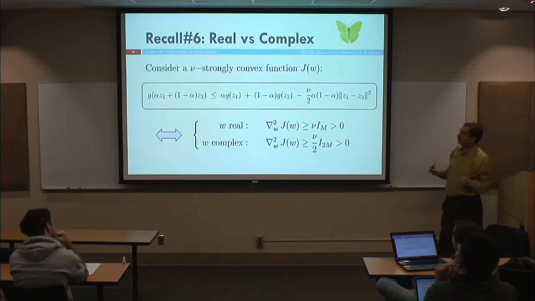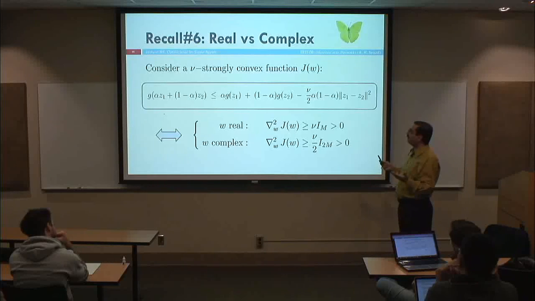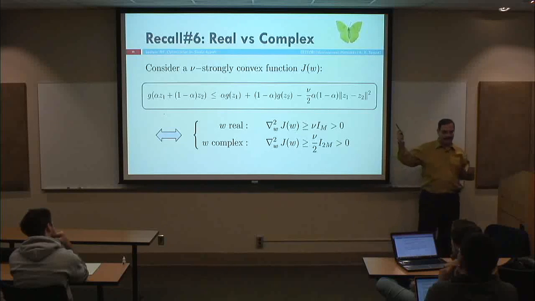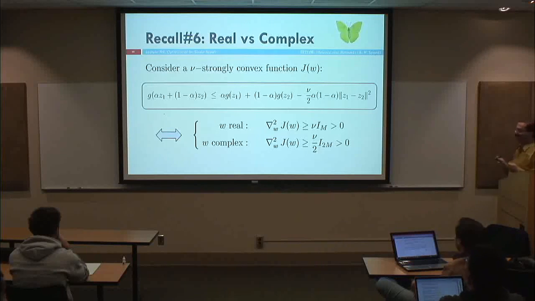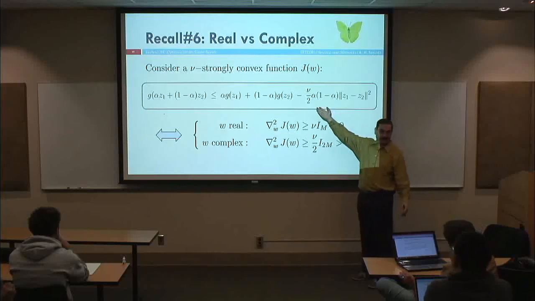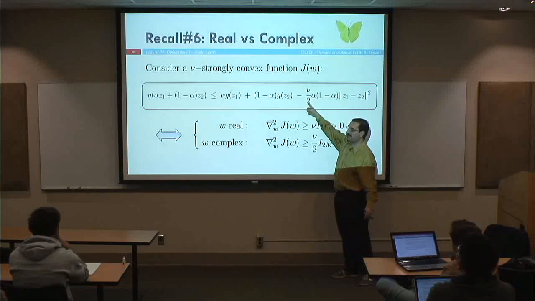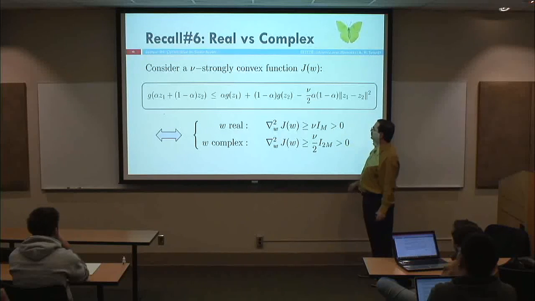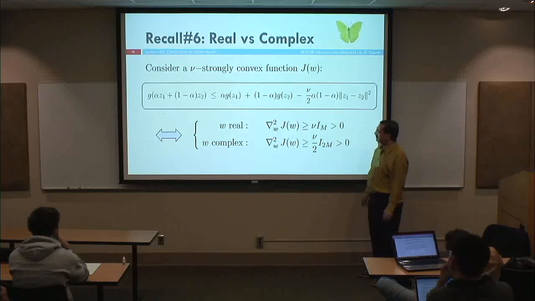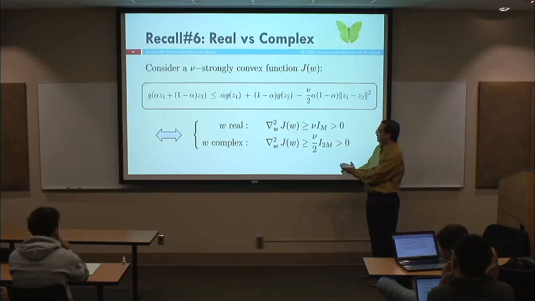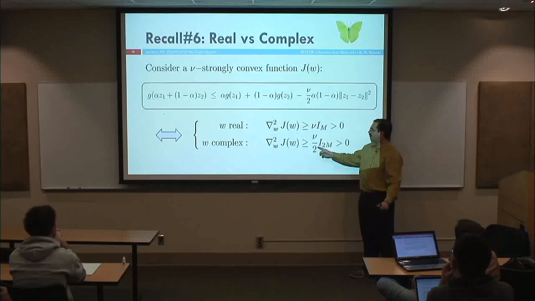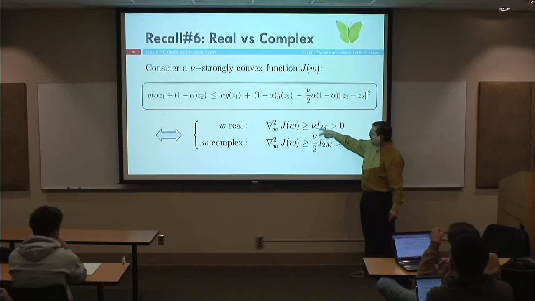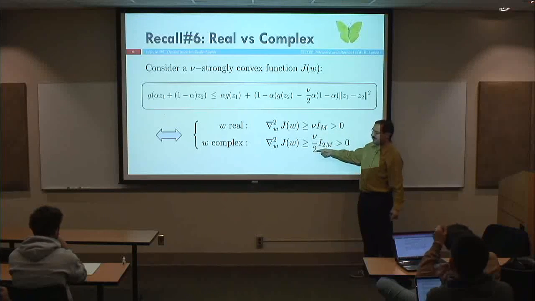Another thing I would like you to remember, when we define strongly convex functions. Again, I wrote it for g of z. This is how we define strongly convex functions, with minus nu over 2. For a nu strongly convex function, you can replace all these z's by omegas. And then we said that this is equivalent to saying that the Hessian is lower bounded by nu over 2 in the complex case, or by nu in the real case. I'm just reminding you that there is a factor of 2.